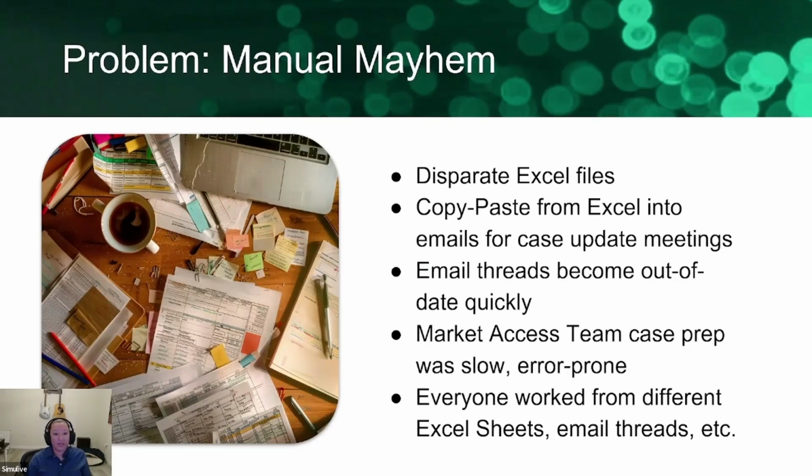So the problem, I call it manual mayhem. People were working out of their own Excel files. People had different versions. Hopefully it was the latest. Sometimes it wasn't, and they had to copy paste patient issues from Excel into emails for these case update meetings. So these email threads would be massive chains with CCs and histories, and obviously there's room for copy paste error there. It has happened. And the case prep was slow and error prone, of course. So these email threads became the basis for these weekly case status meetings about patient issues and why certain patients are not getting medication.